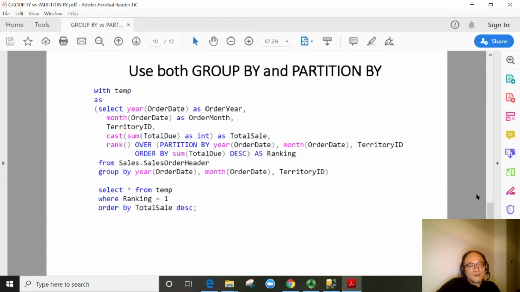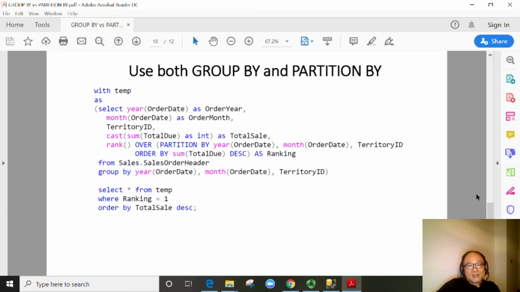We want to get the total sale amount. Therefore, we want to do data aggregation. We use the aggregate function sum, and we group by 3 columns. To get the best performing territories, the best way is to use a SQL ranking function. Here, we use rank, and we partition by 3 columns. We also use a common table expression to help us filter out the best performing territories.